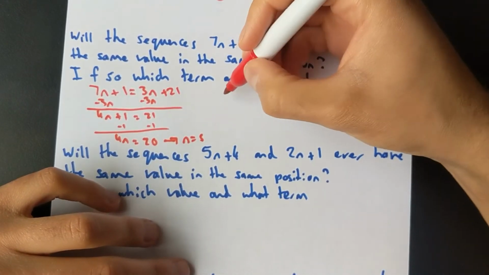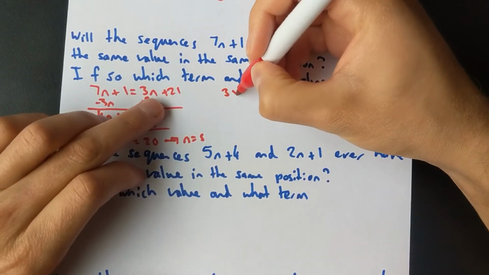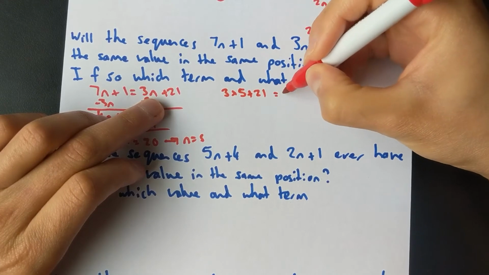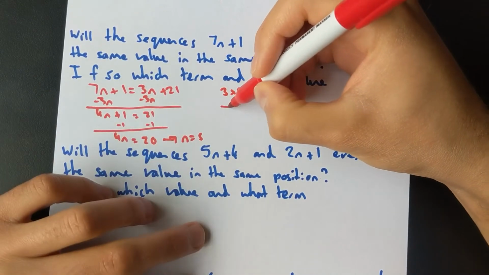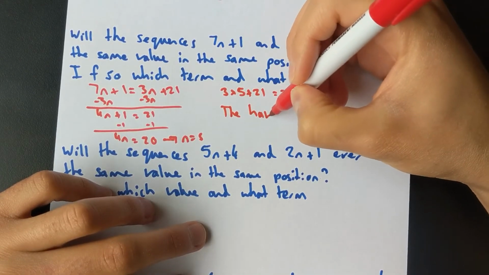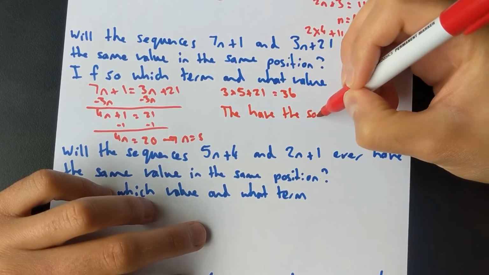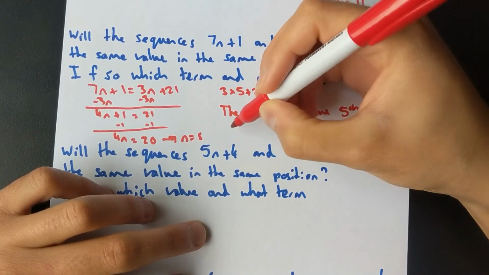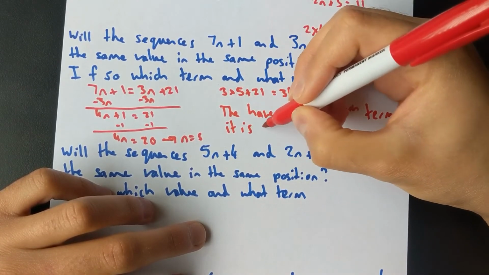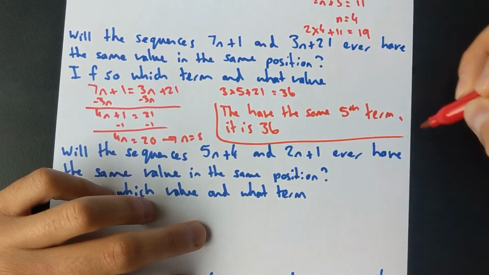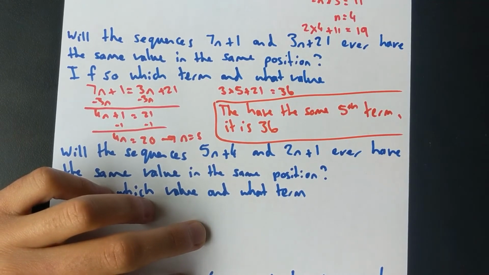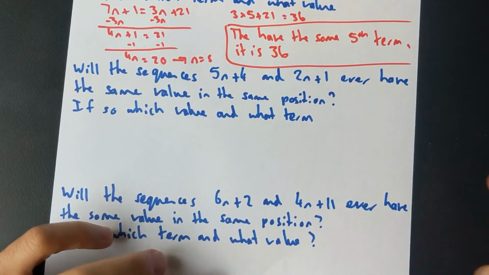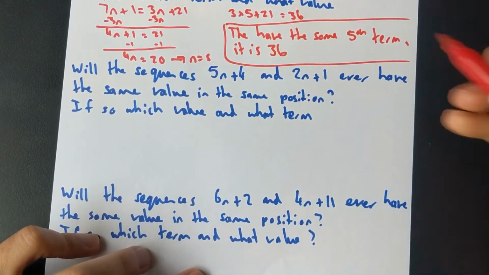Let's substitute that in. So let's do 3 times 5 add 21. That's 15 add 21 equals 36. So they have the same fifth term. It is 36. Pretty quick and efficient. How about these two sequences? 5n plus 4 and 2n plus 1.